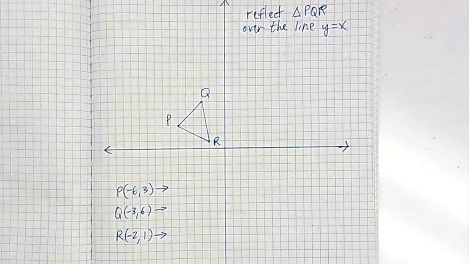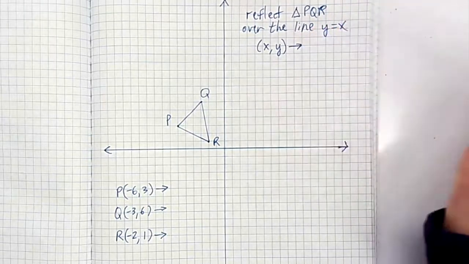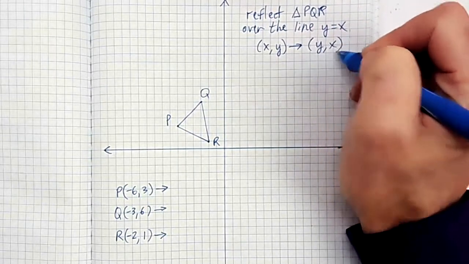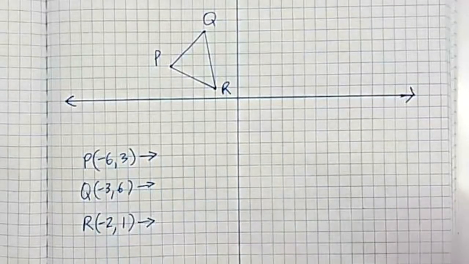All right, so let's try a problem where we're going to reflect triangle PQR over the line y equals x. So the first thing we want to do is to remember our rule, to take (x, y) and map that to (y, x). Let's go ahead and take our points and apply the rule.